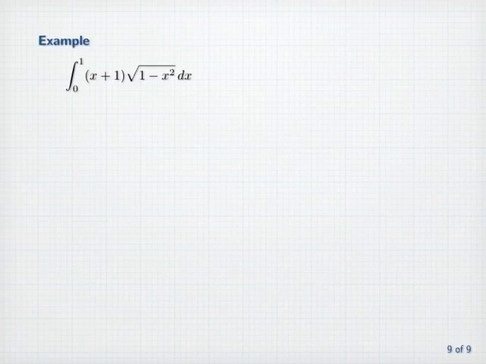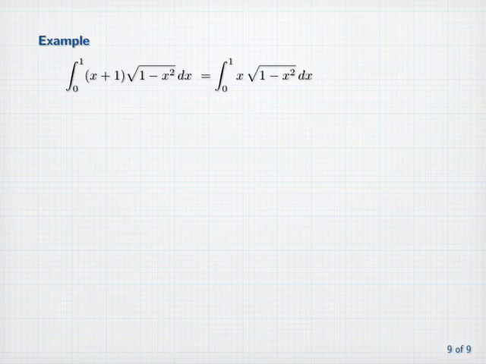Another example. The integral from 0 to 1 of x plus 1 times the square root of 1 minus x squared dx. Here we need to break our problem into two pieces, writing it as the integral from 0 to 1 of x times the square root of 1 minus x squared dx, plus the integral from 0 to 1 of 1 times the square root of 1 minus x squared dx. This is because we need to treat each of these two integrands in different ways.